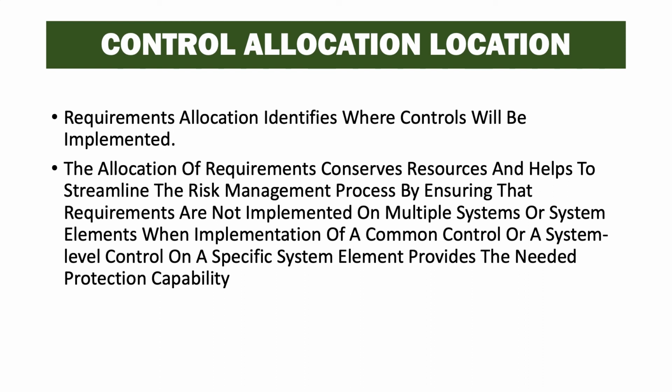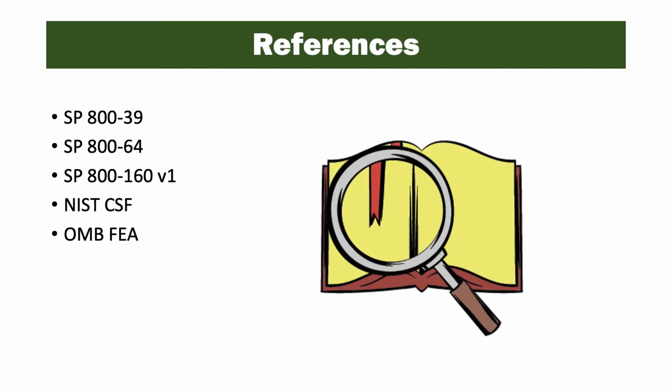If we look at NIST's publication 800-53 revision 5, there's a table that specifies controls that are recommended for inheritance. So we can go through our control set that we're going to build later, and we can define those controls that we think should be inherited. And that's why at the beginning, one of the inputs is the list of inheritable controls. References for this task include Special Publication 800-39, 800-64, 800-160 Volume 1, the NIST Cybersecurity Framework, and OMB FEA.